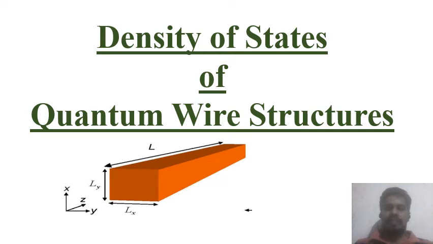So this is our next lecture, the density of states of the quantum wire structures. The diagram shown here is a quantum wire structure. Now we are going to use pen and paper to solve the density of states. We want to understand the detail of everything, so see the lectures, then hopefully you can understand the point.